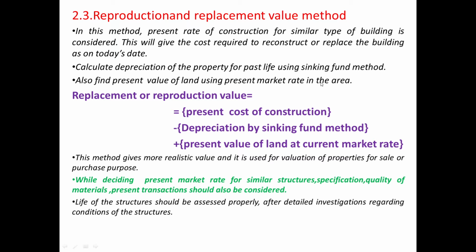Generally the sinking fund method is used, and we also work out the present value, that will be the present market rate for the construction. So in this method, replacement means the value required to replace a similar type of structure as of today's date; it is also called replacement and reproduction value. So that is equal to present cost of construction minus depreciation for past life by sinking fund method, plus the present value of land as per the current market rate.